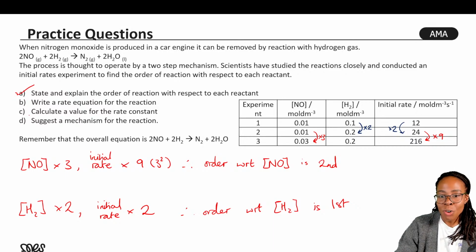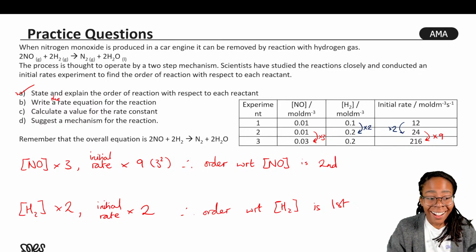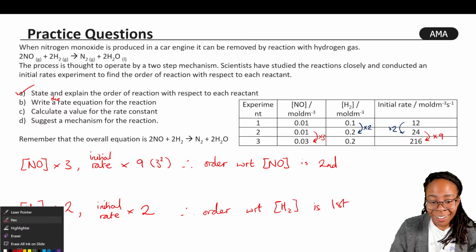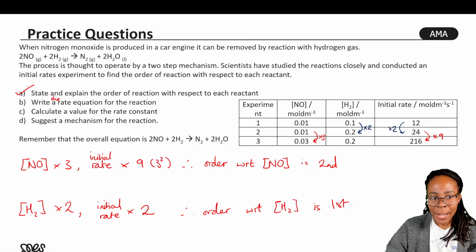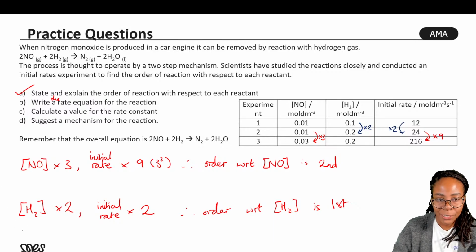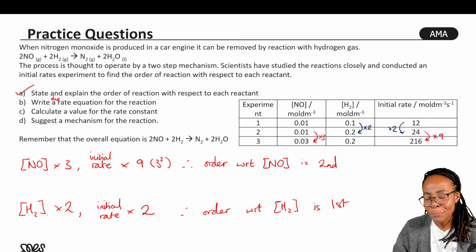Part B, write the rate equation for the reaction. Oh, Sienna, of course, I remember you. I'm glad that you are here. And I hope you're following on TikTok, LaJoy Does Chemistry, because there are so many videos there now for A-level, and LaJoy Does GCSE Chemistry for any GCSE students that are here. Although, why are you on your phone at school? Is that allowed? I don't know.